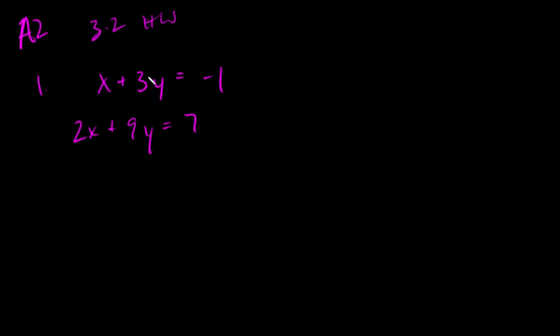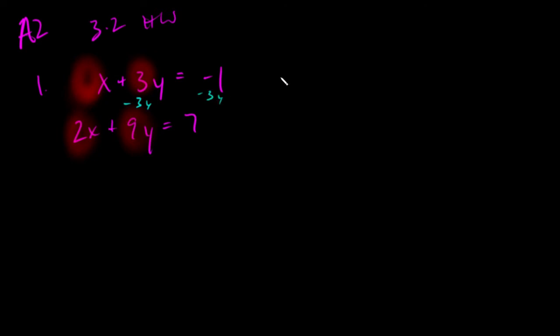So if you look, this has got a coefficient of 3, coefficient of 9, coefficient of 2. Here, the coefficient is 1. You don't see a number. That would tell me that that's the variable that I want to solve for. So to do that, you're going to move everything else to the other side. So I'm going to subtract 3y and subtract 3y, and you get that x is equal to negative 3y minus 1. Okay?